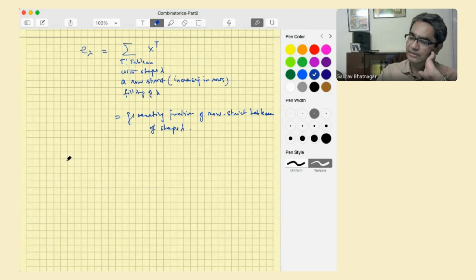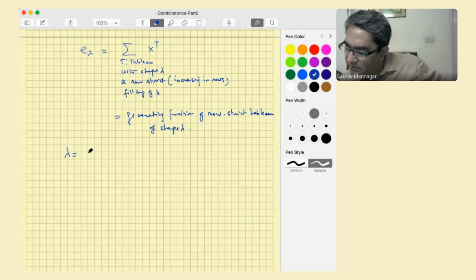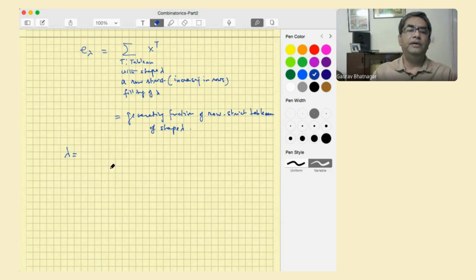So let's do an example. Let's take lambda equal to something like 3133.